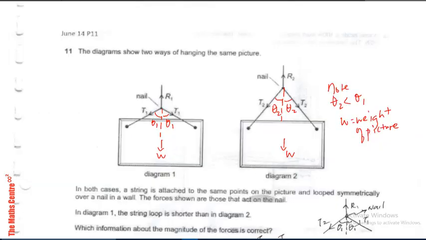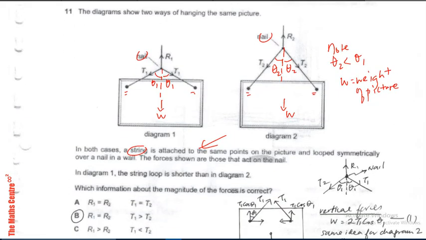June 14, paper 1-1, question number 11. The diagrams show two ways of hanging the same picture. In both cases, a string is attached to the same points on the picture and looped symmetrically over a nail in a wall. The forces shown are those that act on the nail. In diagram 1, the string loop is shorter than in diagram 2. Which information about the magnitude of the forces is correct?